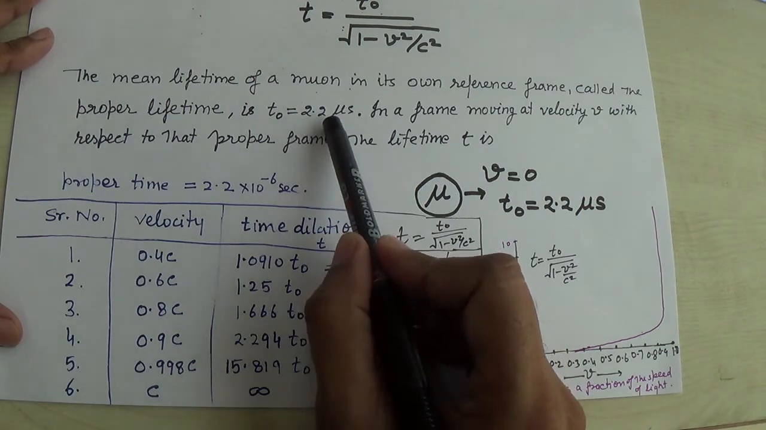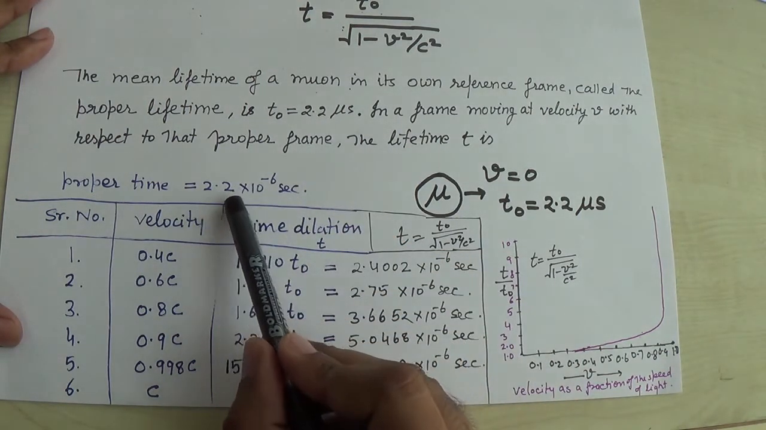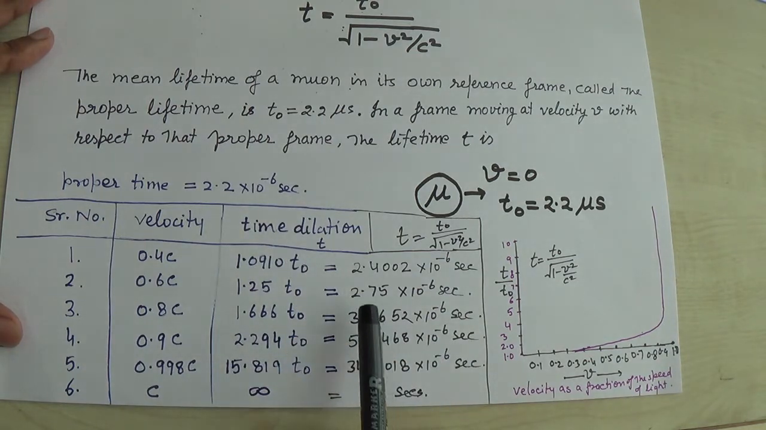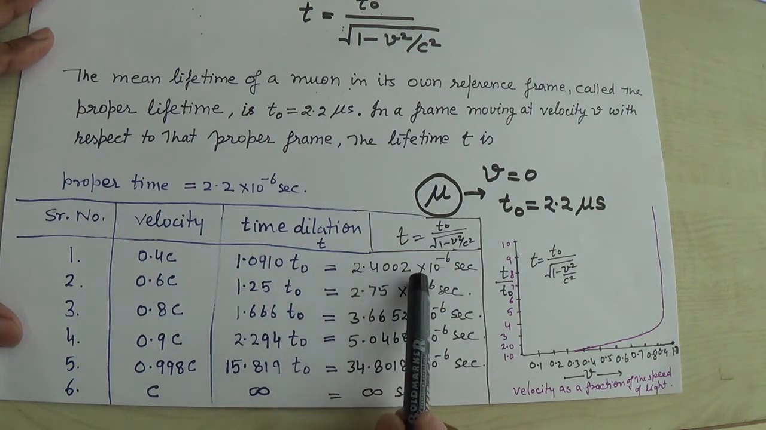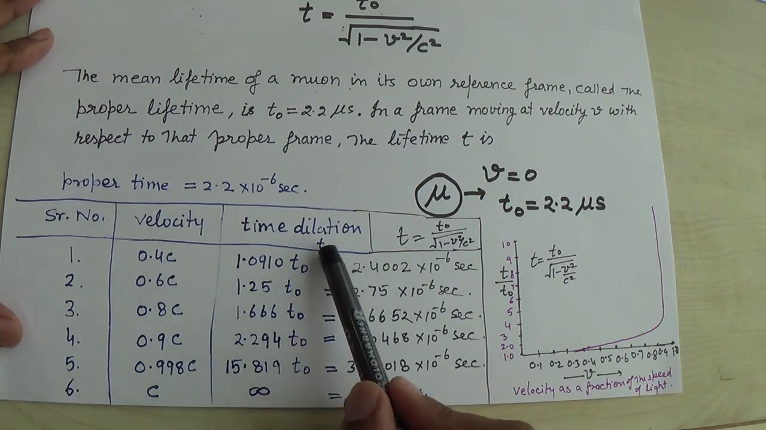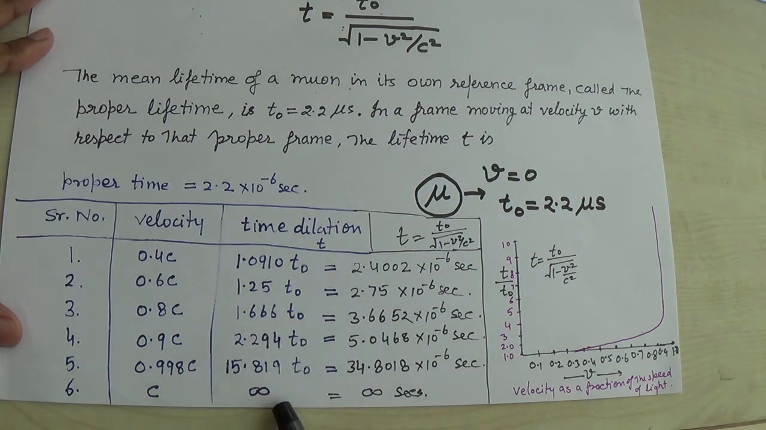If I simplify it by putting in the value of t naught, which is 2.2 microseconds, that is 2.2 into 10 raised to the power minus 6 second, it becomes 2.4 into 10 raised to the power minus 6, 2.75, 3.6 into 10 raised to the power minus 6, and 34 microseconds. And when v is equal to c, you can see that the time t becomes infinite.